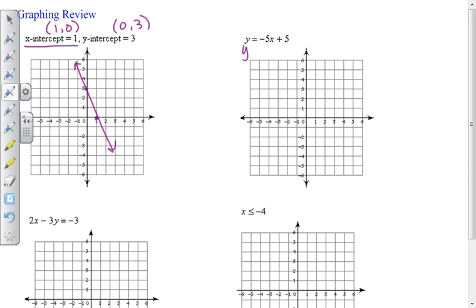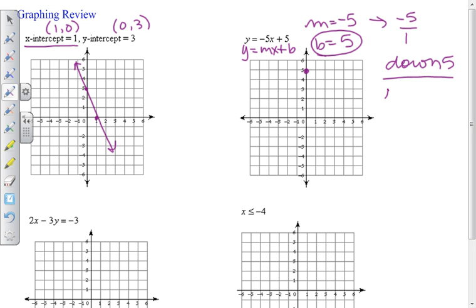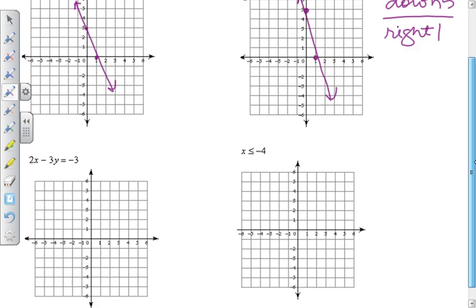This happens to be in slope-intercept form. So my slope is -5, my intercept is +5. Graph the intercept first, and then count your slope. This slope is -5 over 1. That means I need to go down 5, right 1. 1, 2, 3, 4, 5, 1. And that is where my line is. Remember, negative is down or left, positive is up or right.